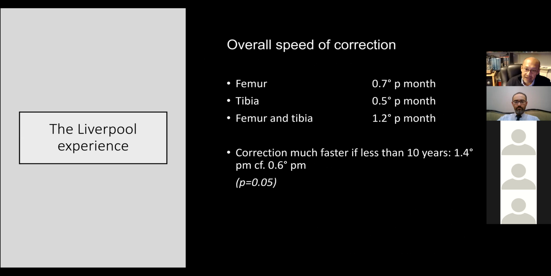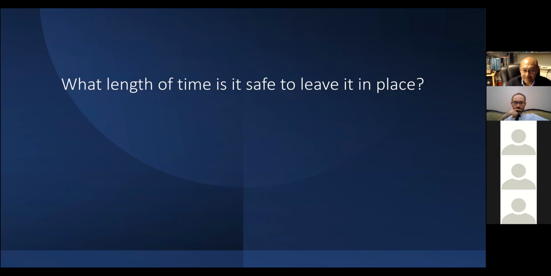And what we found is that the speed of correction in the femur was about 0.7 degrees per month. In the tibia, about half a degree a month, and the sum of the two being the overall correction. But we also found it much faster in the younger child. And this would match with those exponential parts of the growth curve that I showed you earlier.